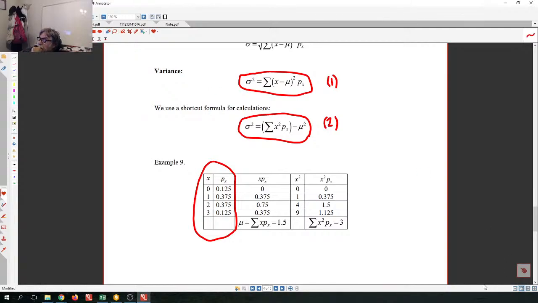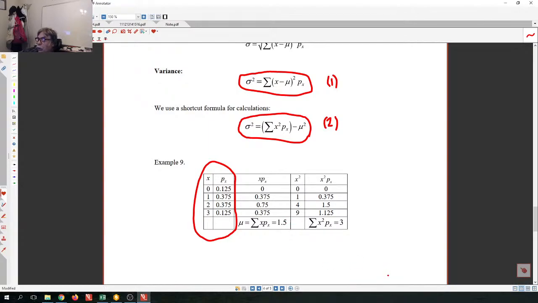So again, this is 0 times 0.125, that's 0. Then 1 times 0.375, that's 0.375. So this column is just simply you multiply the first two columns row-wise, right? Then the third row is 2 times 0.375, you get 0.75. This is 3 times 0.125, you get 0.375. Now you add this all up, that's 1.5. We already did this calculation, I'm just repeating it.